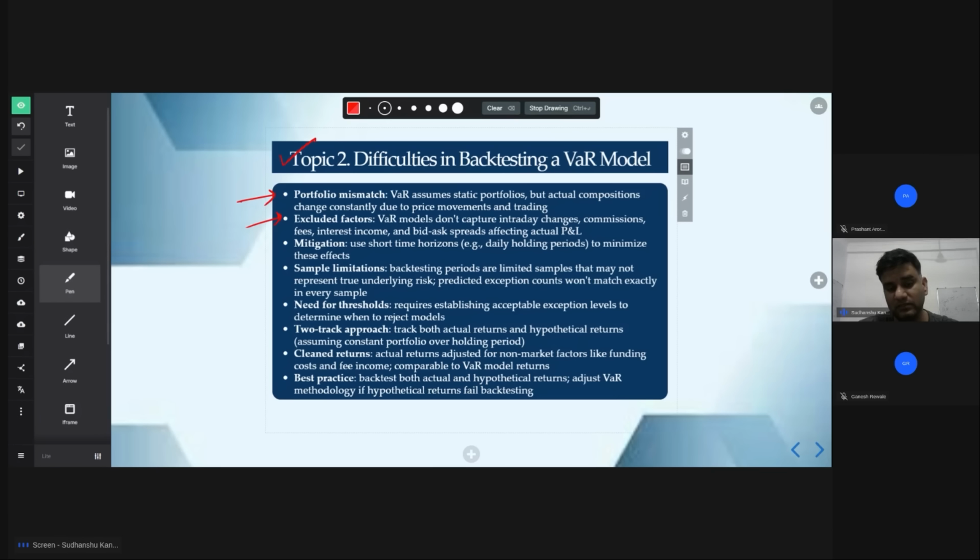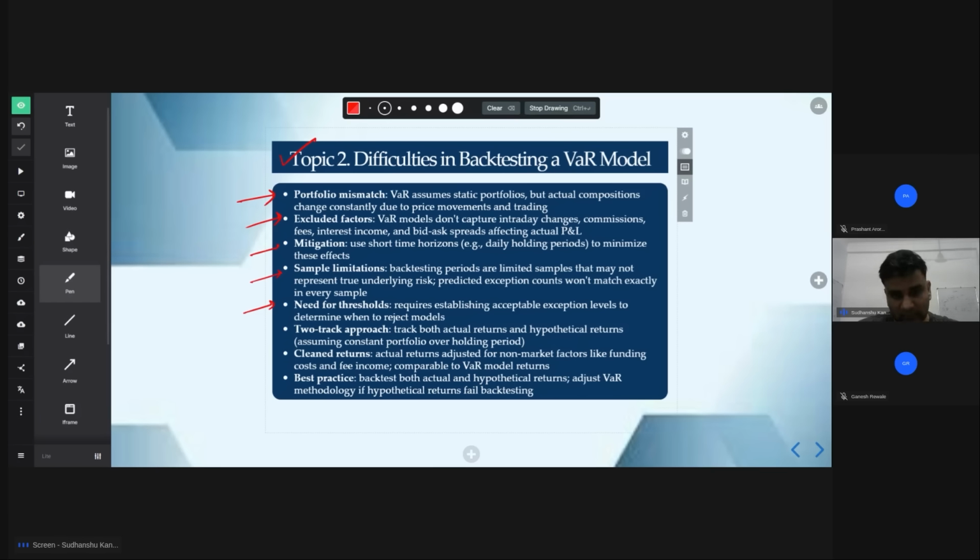And there is sample limitation. Backtesting is done on finite historical data, let's say 250 trading days. This may not perfectly represent the true underlying distribution of your losses. So even if you have a perfect model, it can show more or fewer exceptions just due to random variation. And then there is the need for a threshold. What do you mean by need for threshold? It means we need a benchmark, like 99% VaR, etc., to decide how many exceptions are acceptable.